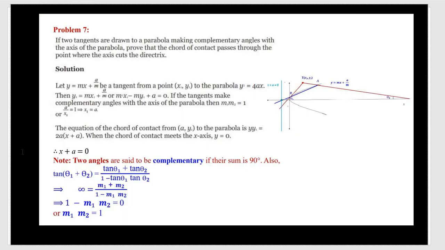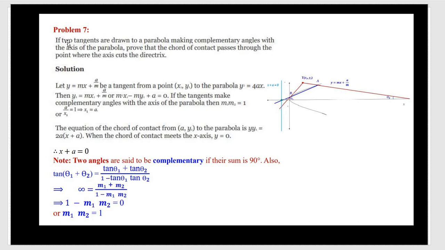So next one is 7th problem. If two tangents are drawn to a parabola making complementary angles with the axis of the parabola, prove that the chord of contact passes through the point where the axis cuts the directrix.